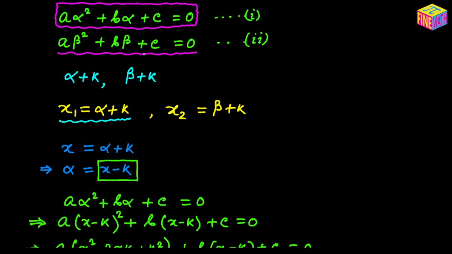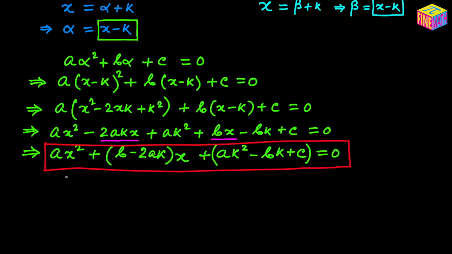Let me quickly show you. Suppose you are thinking, hey, instead of taking alpha plus k, could we have done it with beta plus k? I would say yes, sure, we could have done that. So for the new equation, the root would have been beta plus k, and from here again beta is equal to x minus k, and you are going to use this value of beta in the second equation that has beta squared plus b beta plus c equals 0. You're going to put that value of beta in that second equation. Then you will also get the exact same new quadratic equation, which is highlighted here in the red box. So this is our new quadratic equation.